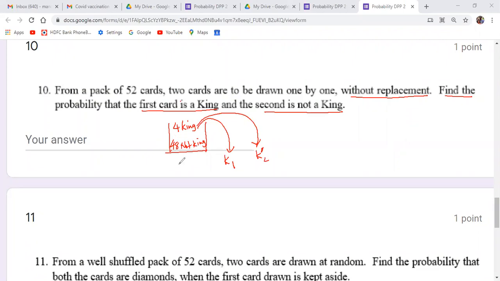Now, what I want is the probability that the first is a king and the second is not a king. So now the problem is probability of A intersection B. It is the probability of the first event times the probability of the second given that the first has happened. Understood or not? No, sir. Why do we need to use this formula?